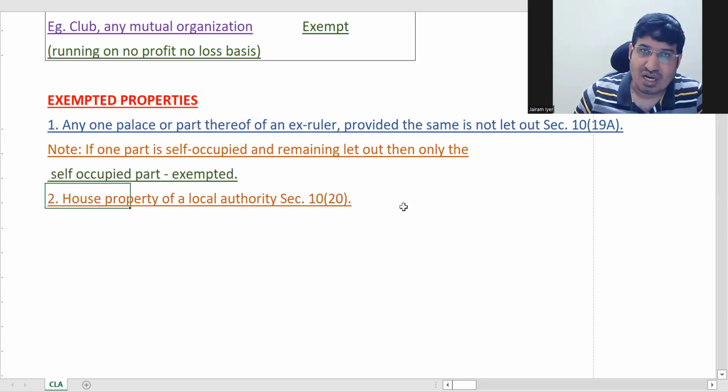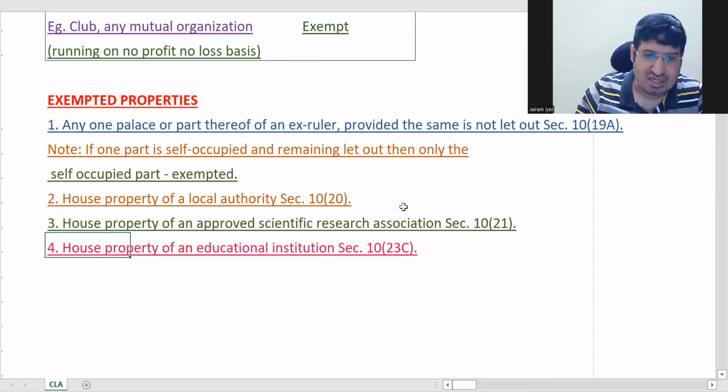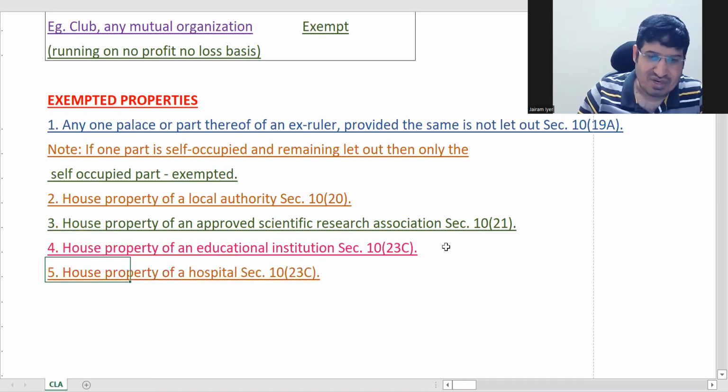House property of a local authority. Any municipality, if their building is there, it's exempt from tax. House property of an approved scientific research association. House property of an educational institution. Any educational institution, Section 10(23C) lists certain educational institutions. All those educational institutions' house property is exempt from tax.